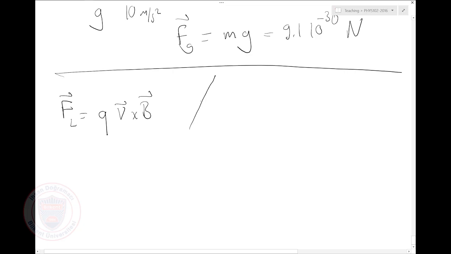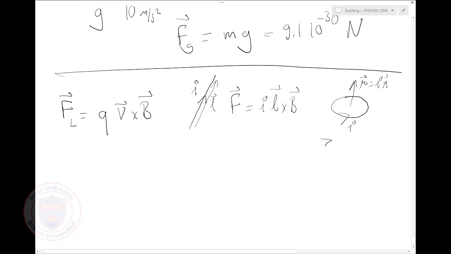If I have a current carrying wire, the force on that wire, it has this vector L, is I L cross B. And if I have a current loop, there was a magnetic moment which is I times the area, and there is a torque on this which is mu cross B.